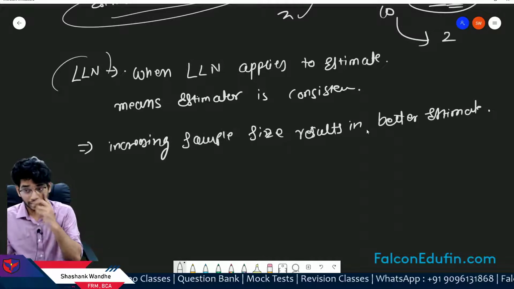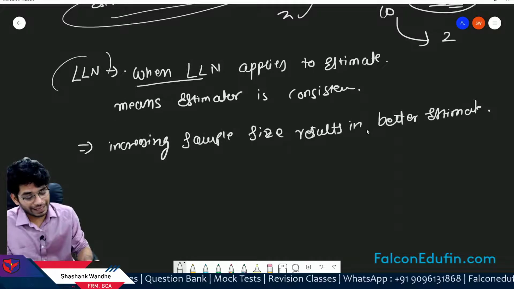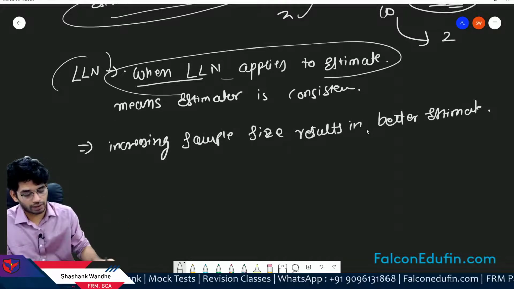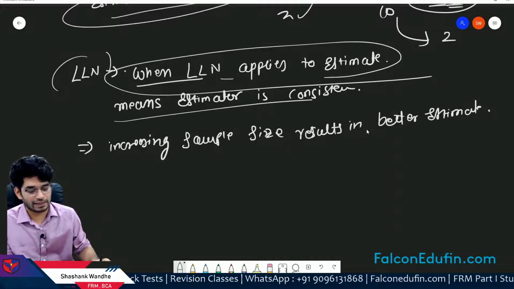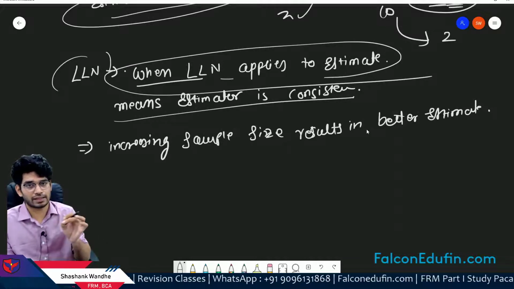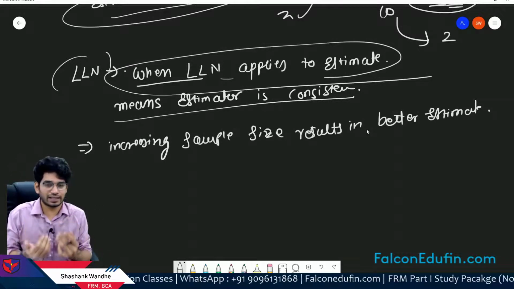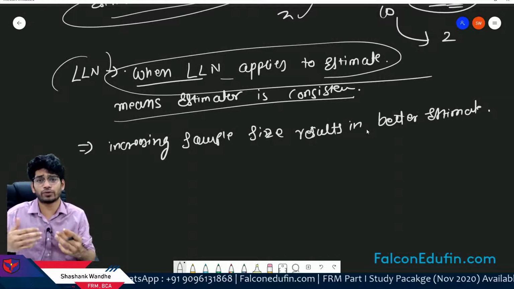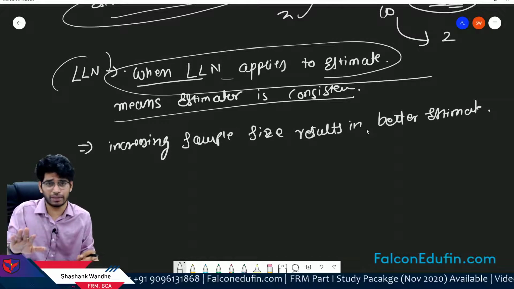Okay, now see, first, when the LLN applies to an estimate, it means the estimator is consistent. Simple, this is how you should remember. Again we are discussing the same thing, that is, if you increase the sample size, then it will automatically improve the accuracy of your estimate, right?